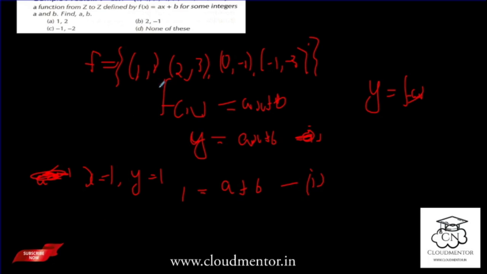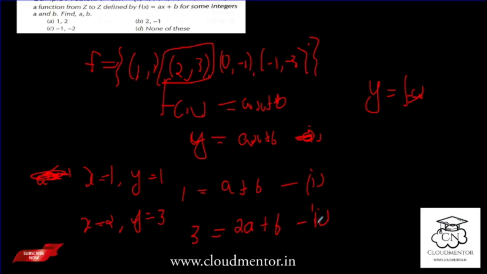And in the second one, we get x equal to 2 and y equal to 3. You can simply apply that in the equation of the function. In the place of y we can apply 3, and in the place of x we apply 2, so 3 equal to 2a plus b. That is equation 2.